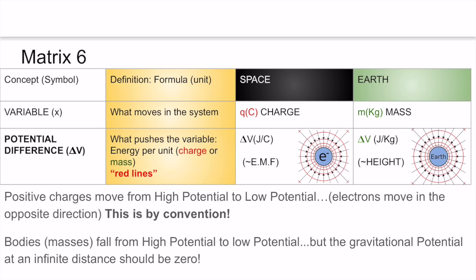And the same thing is happening with masses. A mass falls because of a difference of potential. What is potential? What is gravitational potential difference? It is the energy per unit mass. That is the definition of gravitational potential. Energy per unit mass. Okay, and they move from high to low potential.